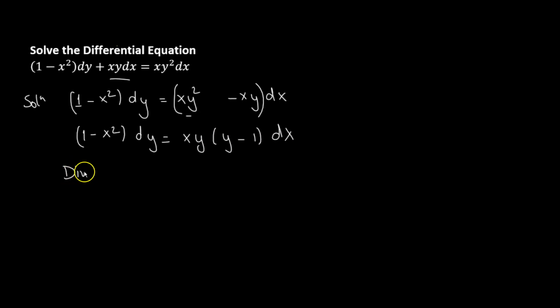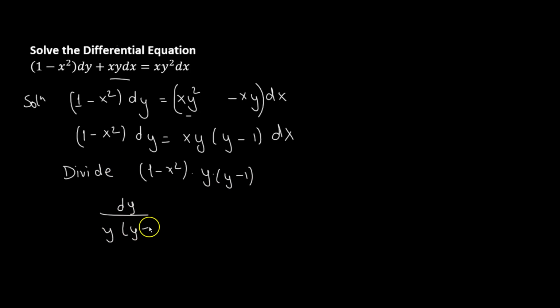Now we are going to divide both sides by 1 minus x squared times y minus 1. So on the left hand side we have dy over y minus 1 equals, on the right hand side, x dx divided by 1 minus x squared. Now this is in the variable separable form. So let's integrate both sides.